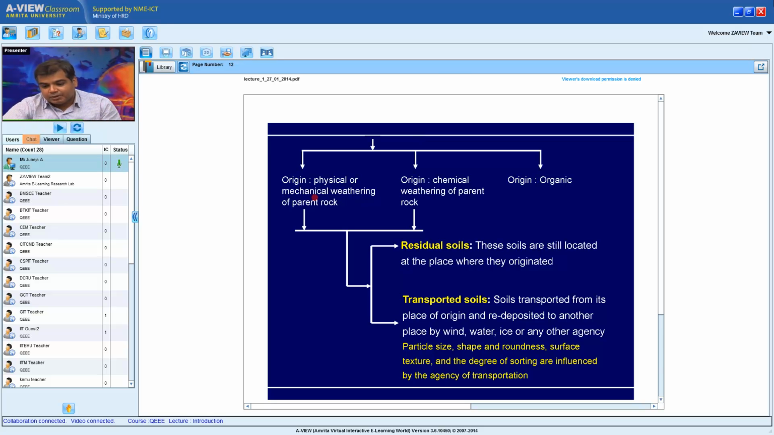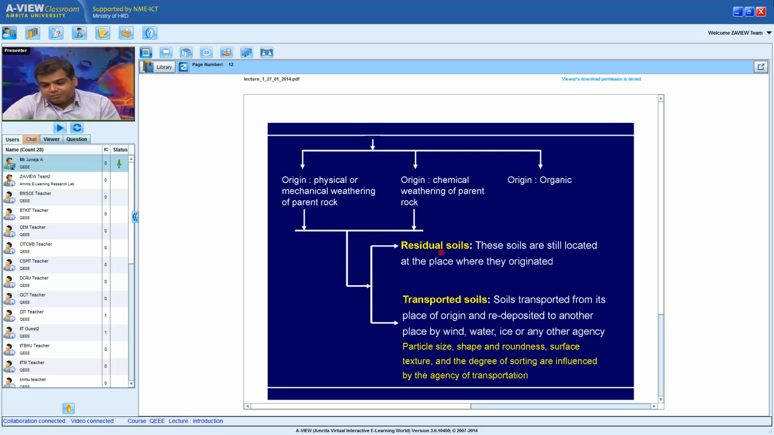When we speak about the origin because of physical or mechanical weathering or chemical weathering, these two origins can also be sub-classified as either residual soil, which can be a subdivision of physical and chemical weathering, and the second one, transported soil.